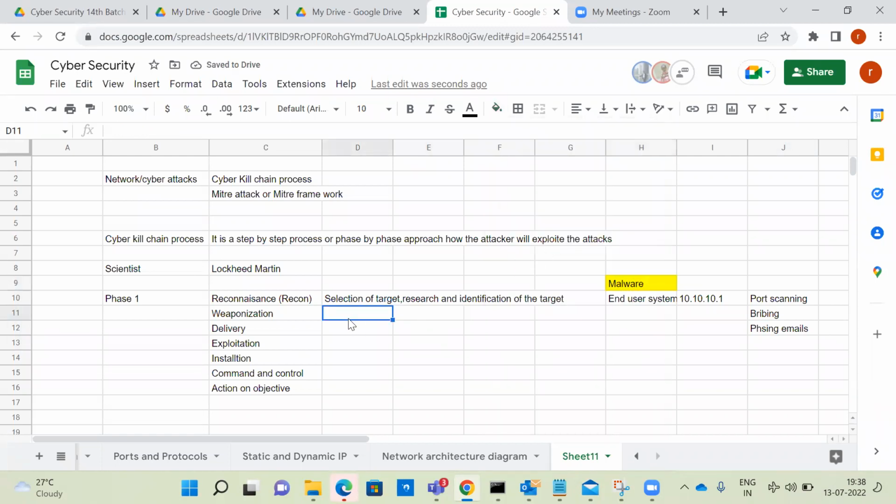The second phase is the weaponization phase. In the weaponization phase, exactly what will the attacker do? He will choose the weapon. How do I have to target the end user system? How can I deliver the payload, the malicious payload, to the targeted machine?